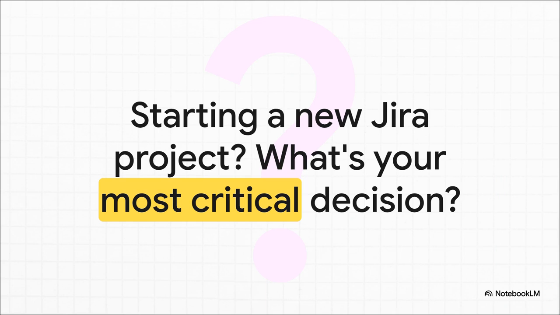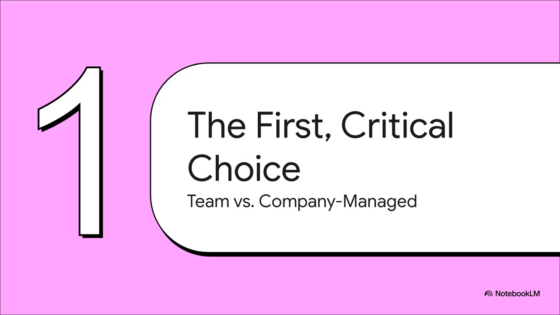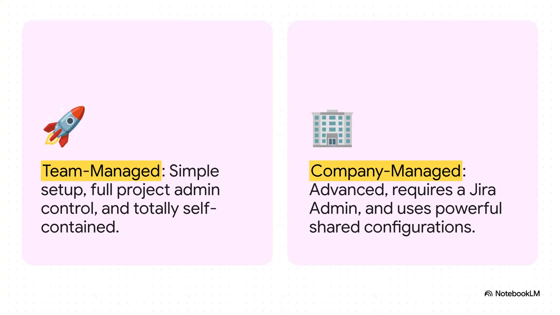Okay, let's just jump right in, because this first choice you make in Jira literally sets the stage for everything that follows. This one decision determines how much control you have, how much your team can do on their own, and how your project fits into the bigger picture of your entire company. And that choice really just boils down to two very different paths you can go down. You can create a team-managed project, or you can create a company-managed project. Each one has its own philosophy, and picking the right one for your team and what they need, well, that's everything.